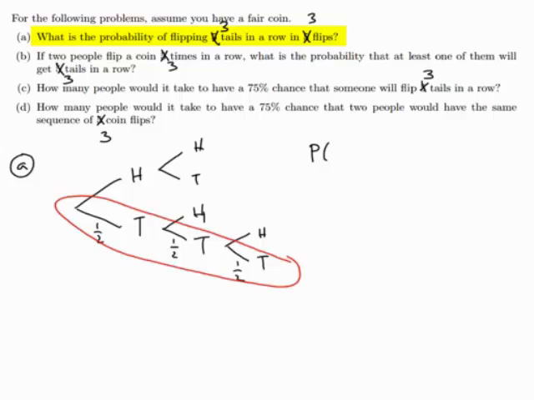And so the probability of getting tails, tails, tails can be obtained by using the multiplication rule. It's 1/2 times 1/2 times 1/2. We multiply when we're moving left to right down the tree. 1/2 times 1/2 times 1/2 is 1/8. And so the probability of getting 3 tails in a row in 3 flips is 1/8.